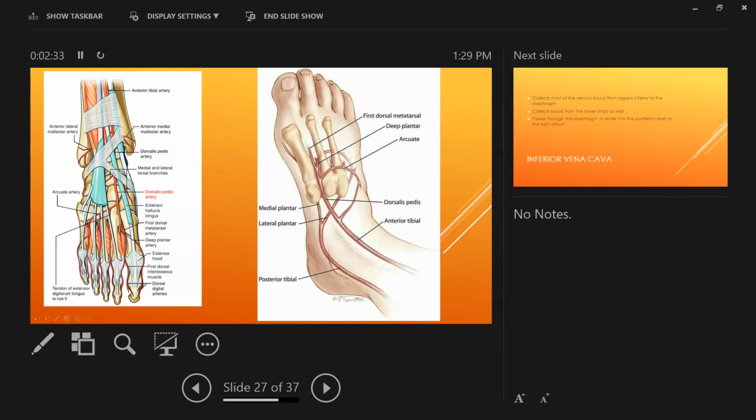So we see here in the diagram, here is extensor hallucis longus, here is extensor digitorum longus, and here is dorsalis pedis running between the two tendons. And then as it moves forward, it is running into the interosseous space between the first and the second metatarsals. And this is the area where we do the pulse. Here too is the artery without the bones, all the bones present, and the tendons of the muscles. So the dorsalis pedis is a continuation of another artery called the anterior tibial, but you can see it passing between the tarsals and the first and second metatarsals. And this is where we would palpate for a pulse.